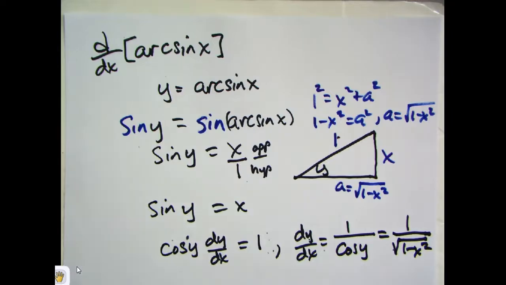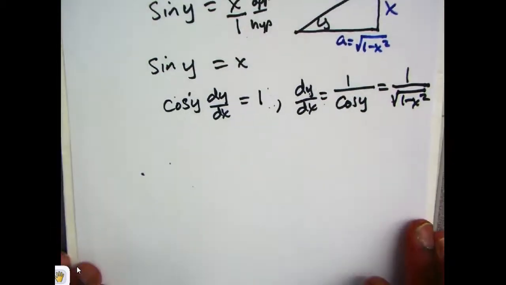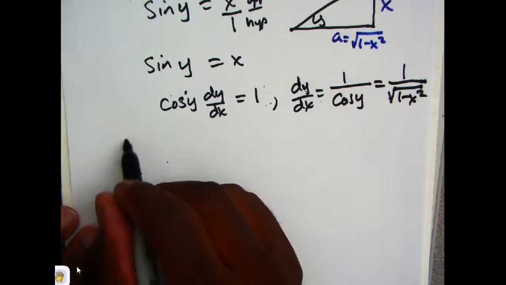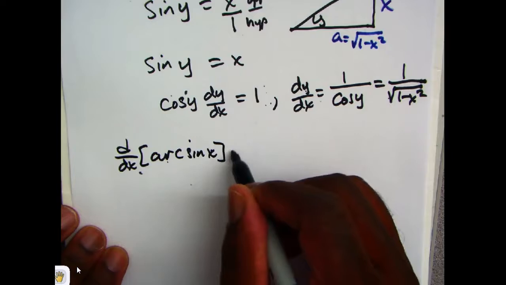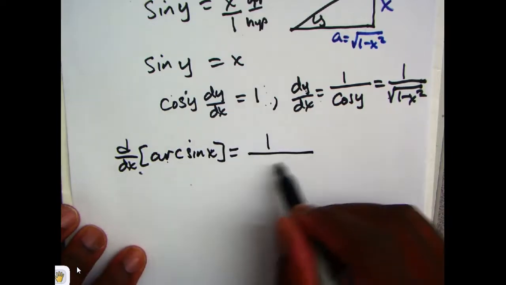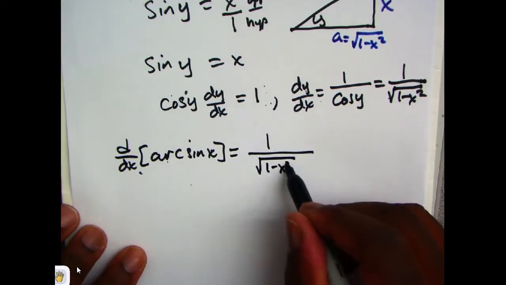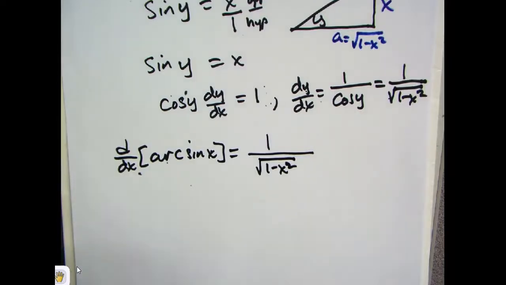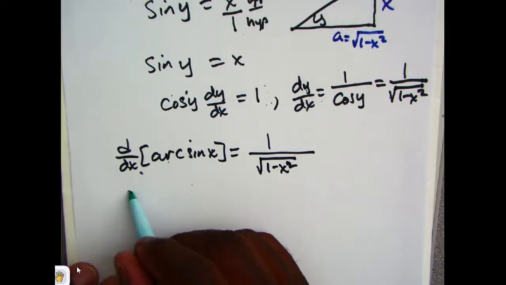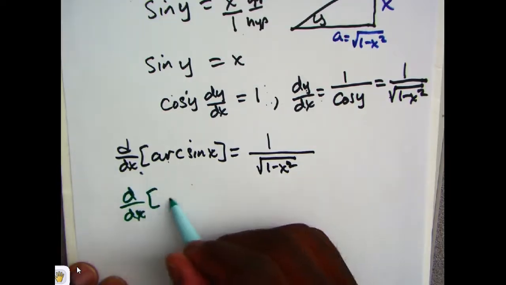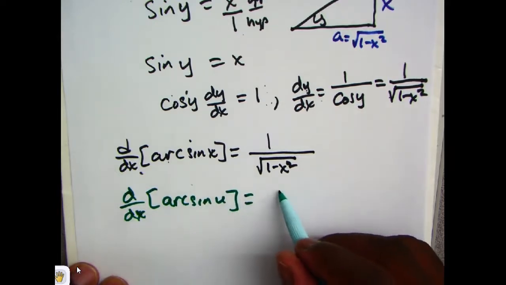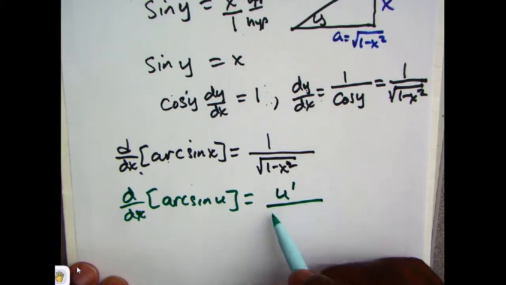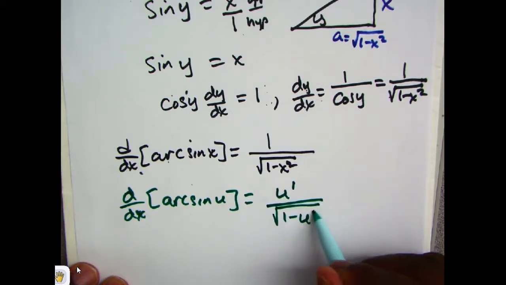Okay? So the derivative of arcsine of x is equal to 1 over the square root of 1 minus x squared, and the derivative of arcsine of u is going to be u prime over the square root of 1 minus u squared.